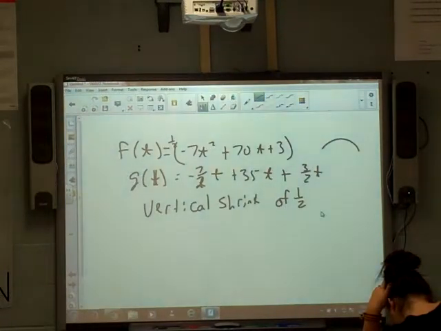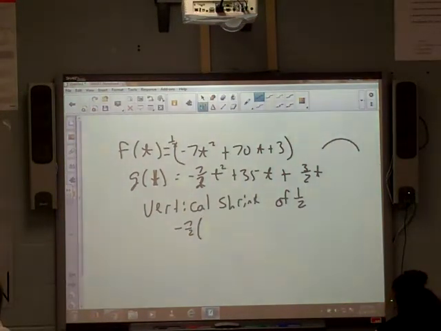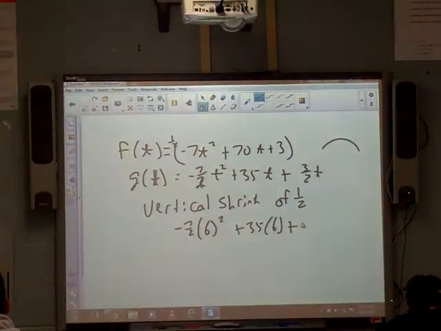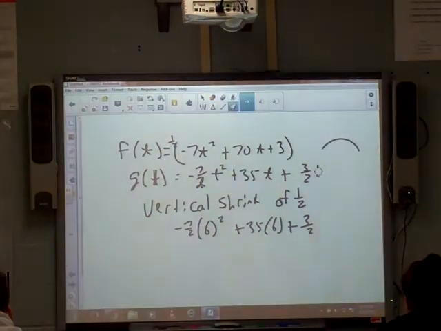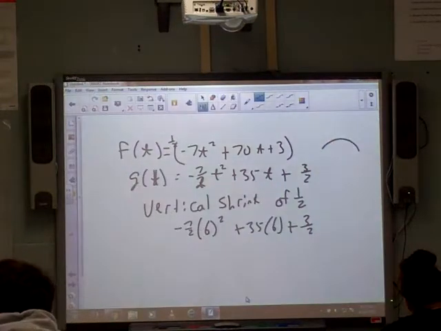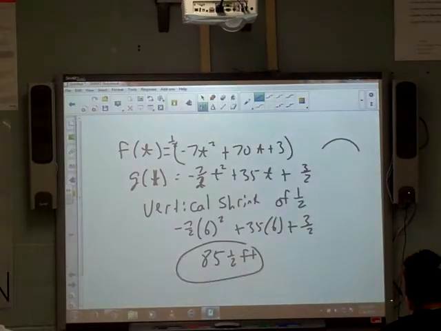The third answer says, how high will the ball be after 6 seconds? So I'm just going to throw the 6 in for my t. Negative 7/2 times 6 squared plus 35 times 6 plus 3/2. That last one's not supposed to have a t. You got me frustrated with t's and I started putting them everywhere. All right, so work that out on your calculator and it ends up being 85.5 feet. But work it out, make sure you can get it and check that.